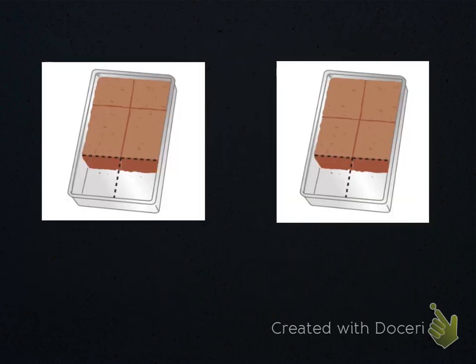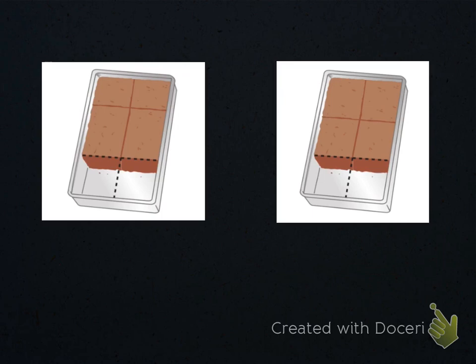Now let's take a look at fractions of an area. It's a little bit of difference from fractions of a set. One difference is we don't actually have a collection of things anymore. We have one shape, and that shape is cut into parts. And the difference between fractions of a set and fractions of an area is with fractions of an area, the parts need to be equal size.